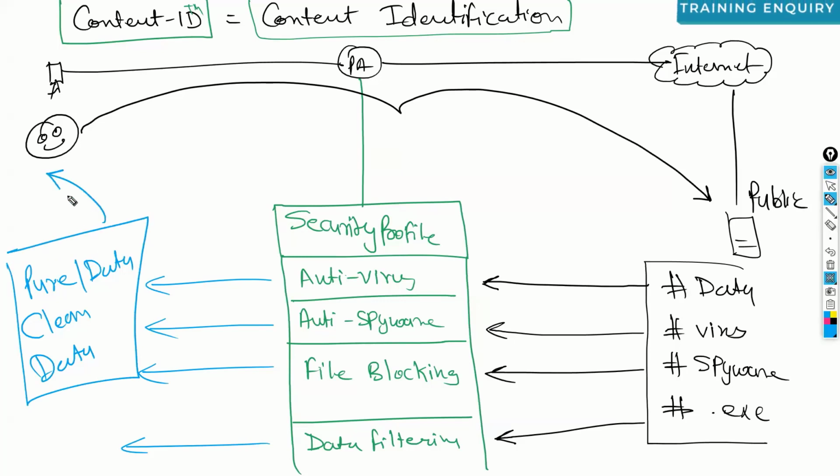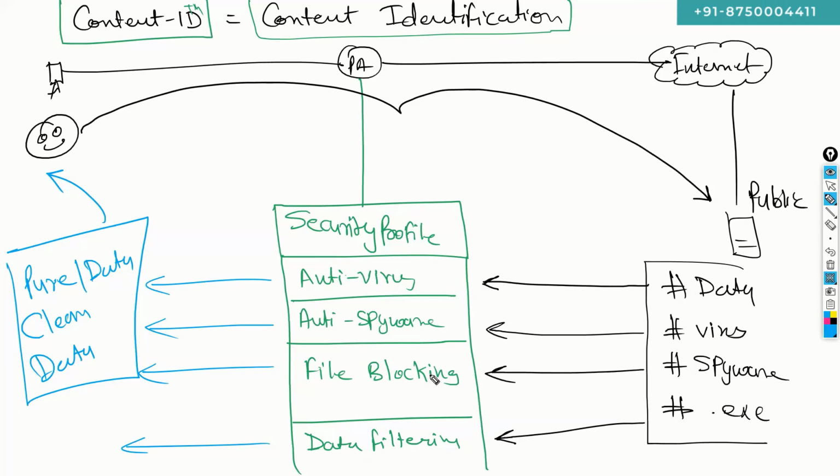The client will receive data without any virus and without any spyware, and you can also control which kind of file a specific user can't download and upload. You can control the file type, as well as enable data filtering.